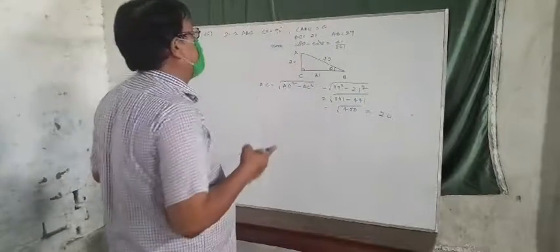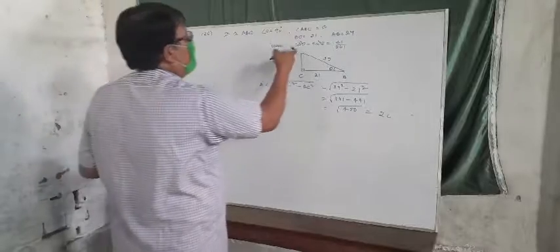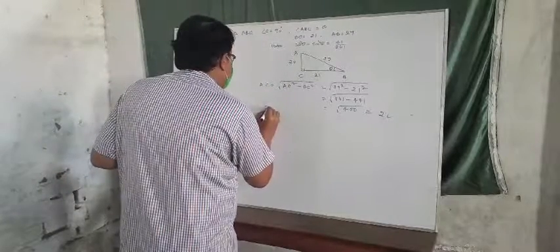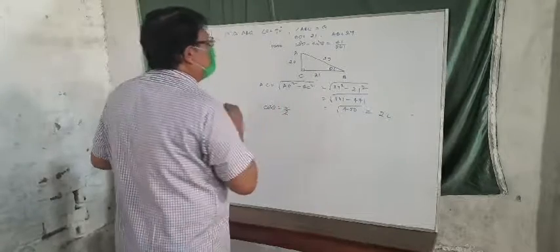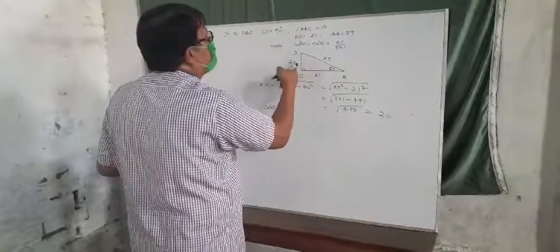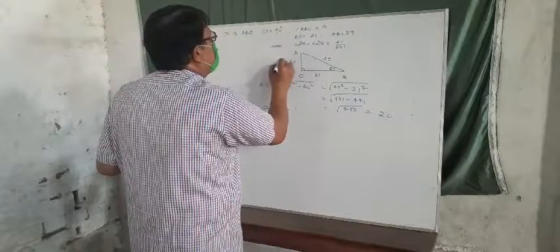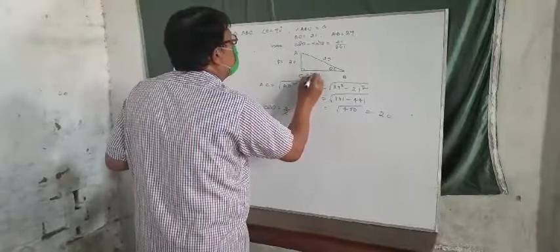Now cos theta and sin theta are involved here. The value of cos theta is B upon H. For this angle, this is P, this is B, this is H.